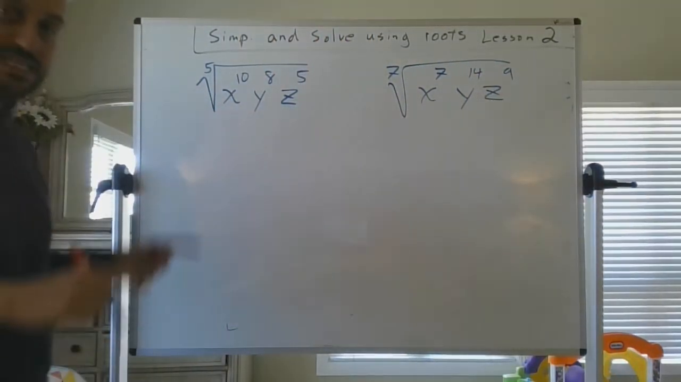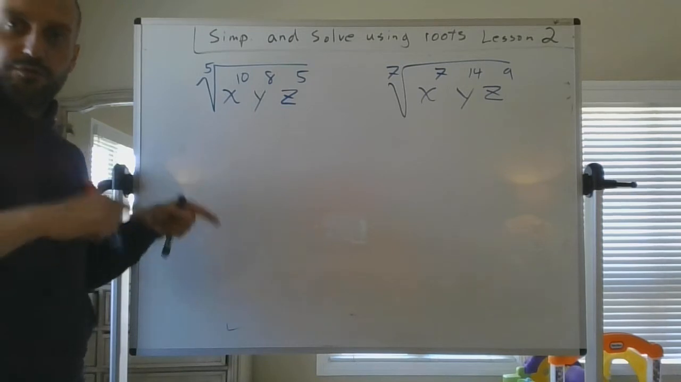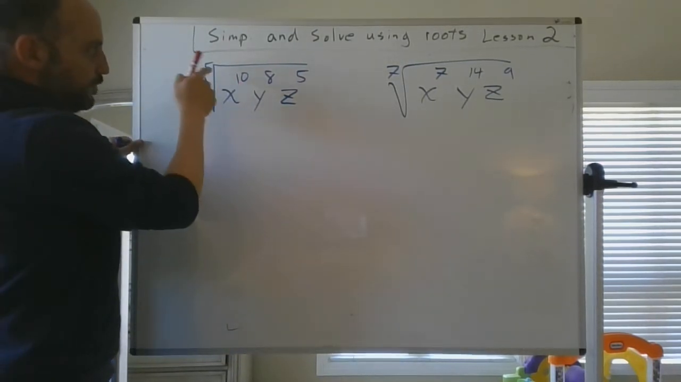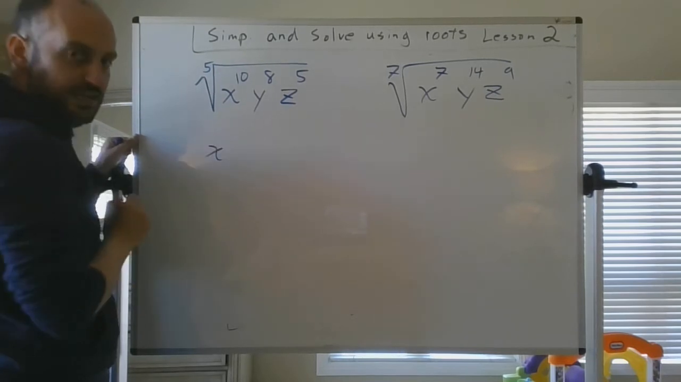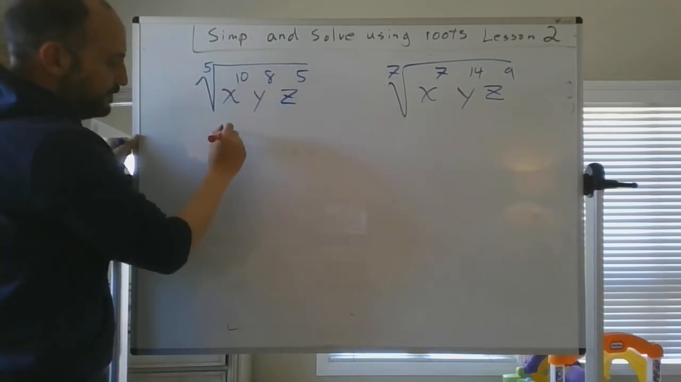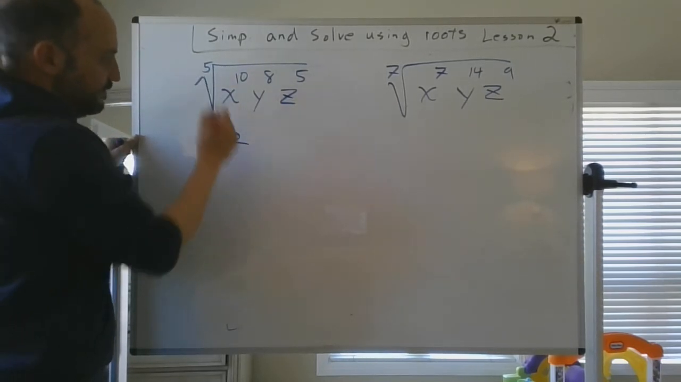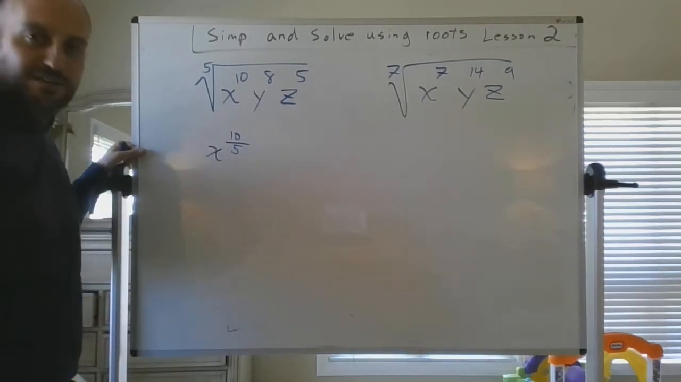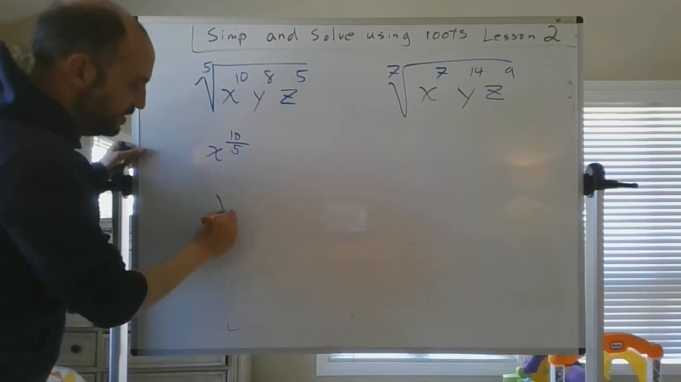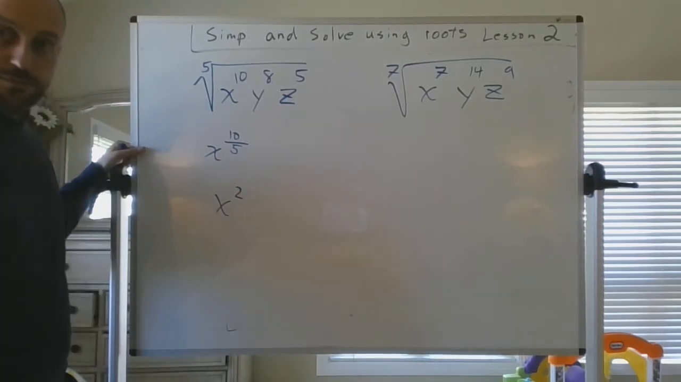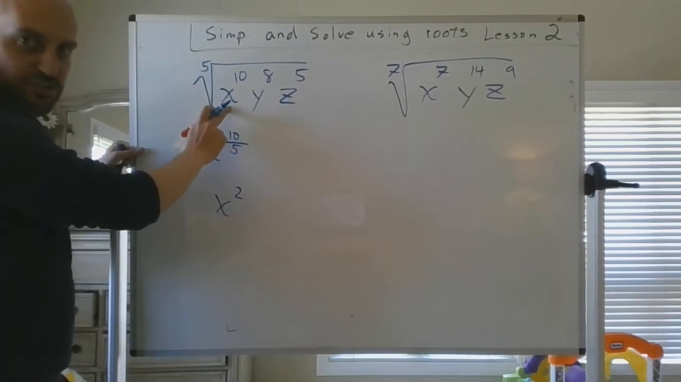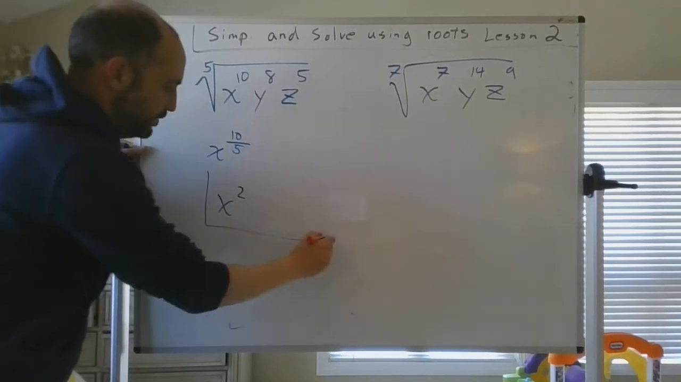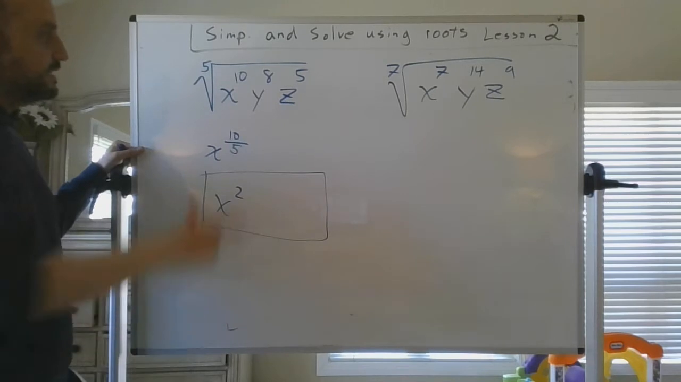Okay, now remember when I said the fraction is the power over the root? So I want you to think about it this way. If I said the power over the root, this is essentially saying x to the power of 10 over 5. But wait a minute. We know what 10 divided by 5 is. What's 10 over 5? That's just x to the power of 2. So this essentially just comes out to become an x to the power of 2. So we have part of our answer already done. Let's think about the next one.